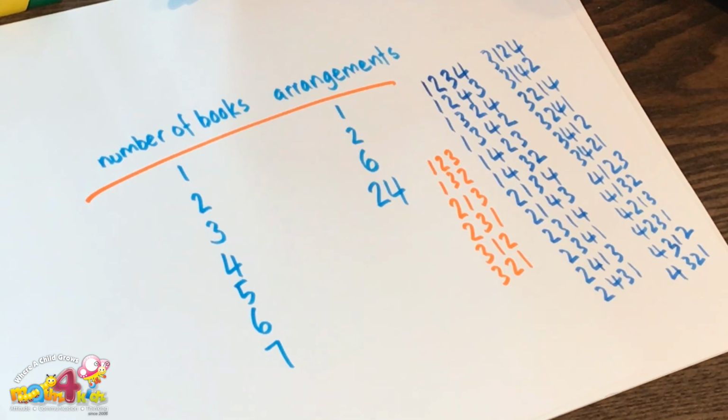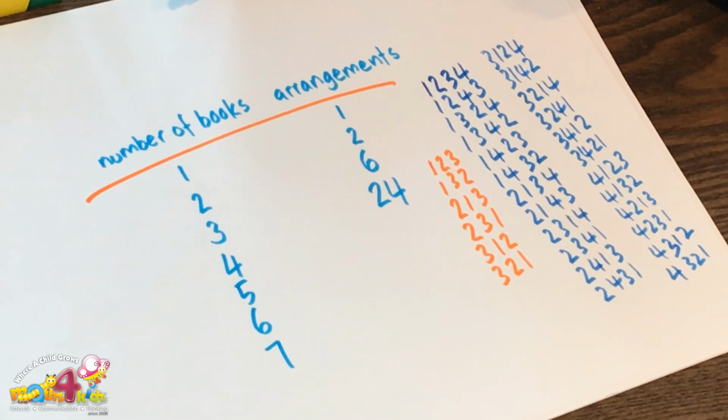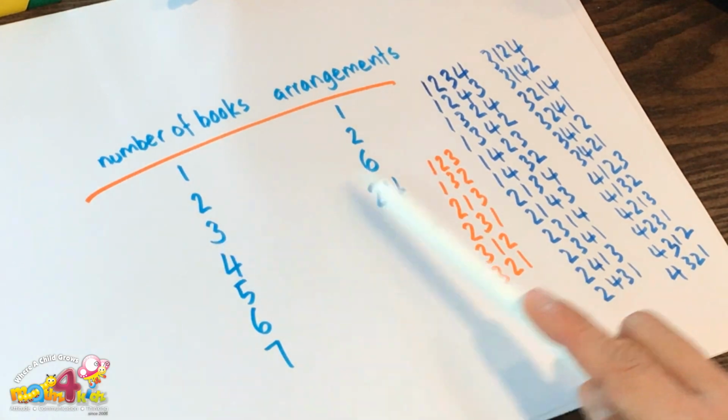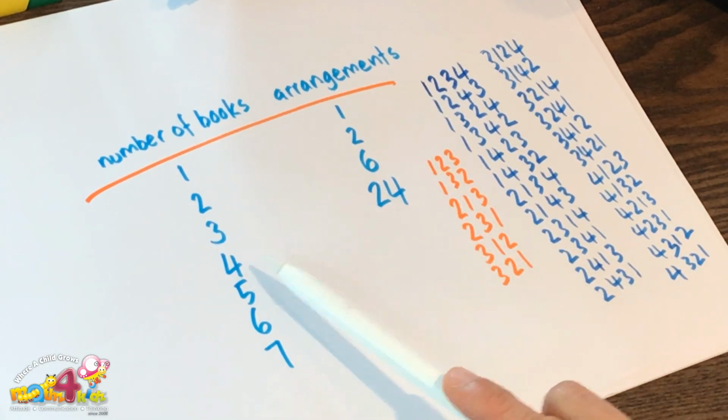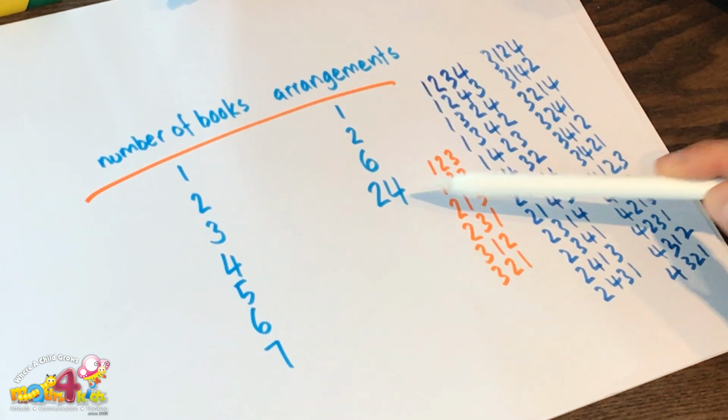Do you think you managed to see a pattern? One book, one possible arrangement, two books, two possible arrangements, three books, six possible arrangements, and four books, 24 possible arrangements. I don't think I want to try to write out the possibilities with 5 books. I think there will be way too many possibilities. So let me try to get the answer not by doing, but by thinking. Is there a pattern that I can see?